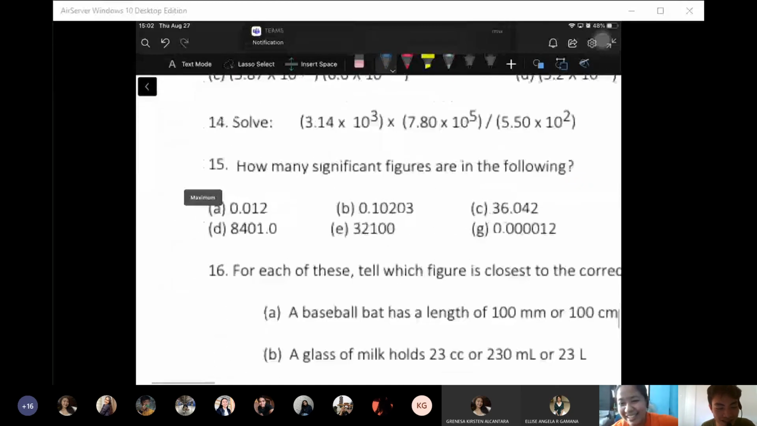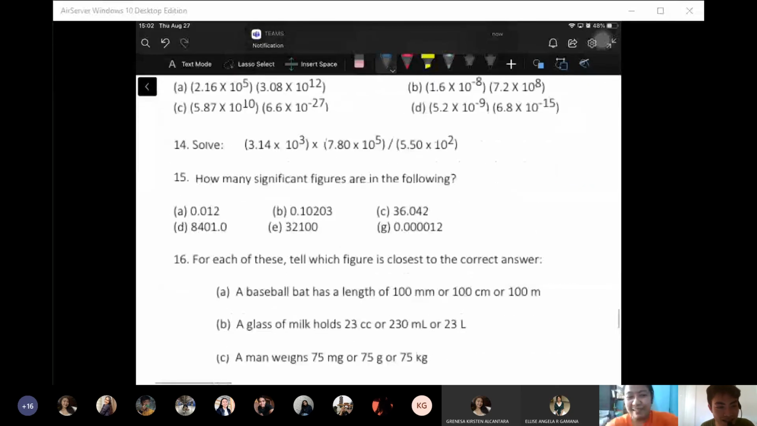Ito. Mabilisan tanong, no? Paunahan magsalita sa ating teams. How many significant figures are there in the following? Number 15. Letter A. 2.